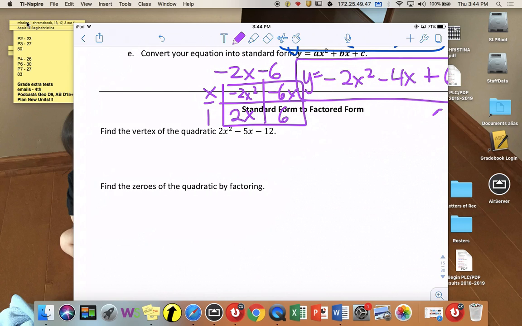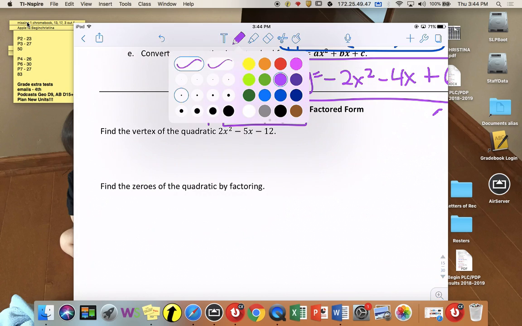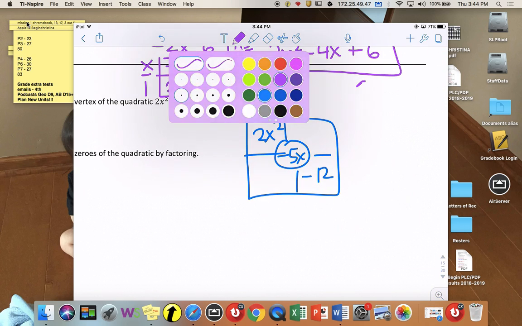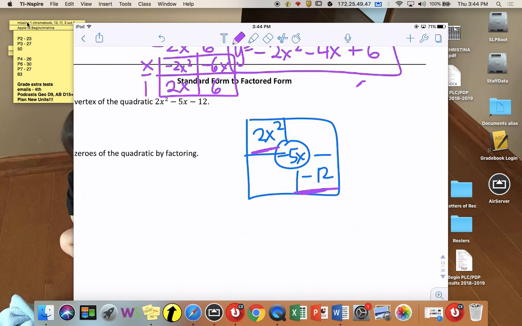All right, last one, standard form to factored form. So this one is, you have the inside of the box, you want to find the outside. This is box and circle. So we have 2x squared, negative 5x, and negative 12. So we want to know what multiplies to our first 2 numbers, that adds to our middle circle, negative 5x. All right, so what are some numbers that multiply to negative 24 that add to negative 5?